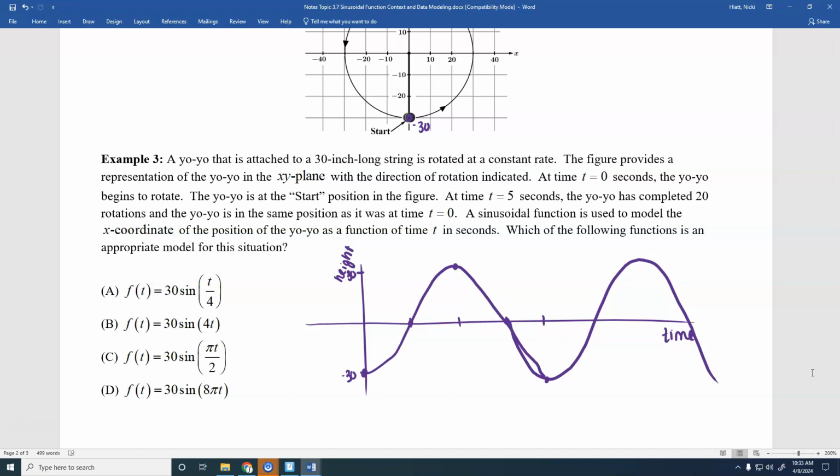Does it change our amplitude, midline, period, shift left or right? What does it do? Oh, sorry. That b value, that number that's multiplied by our variable here. What does that change?